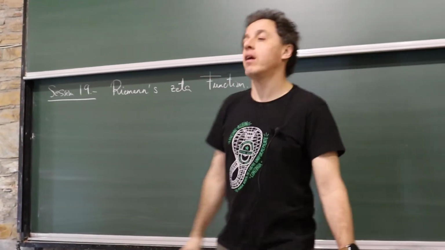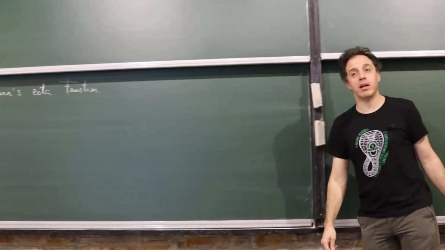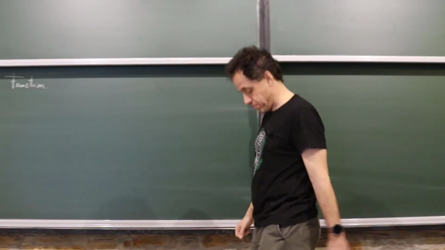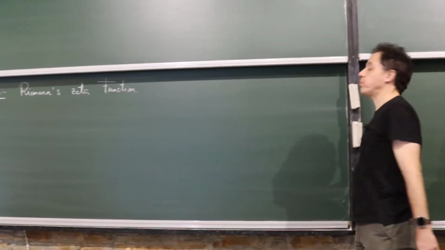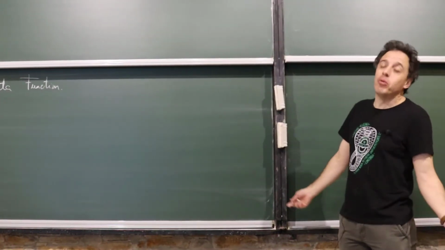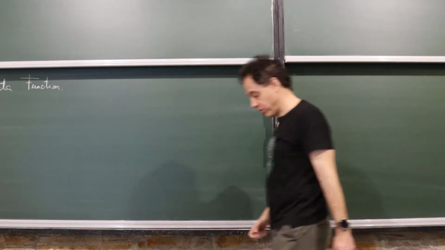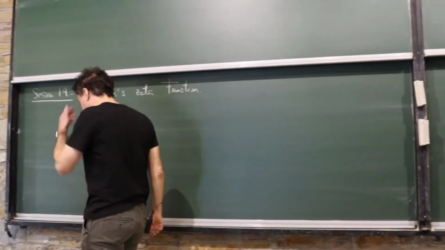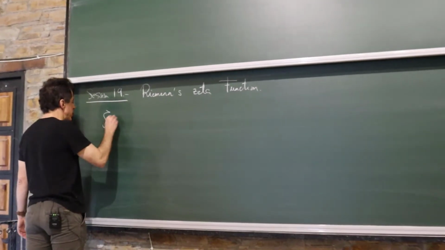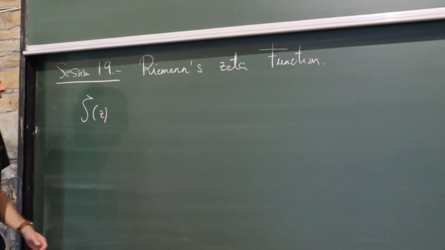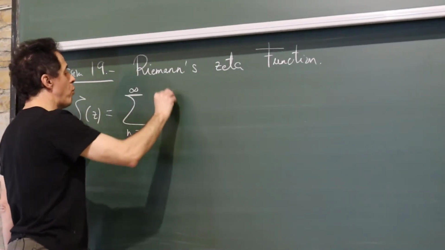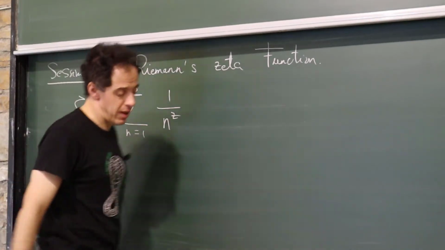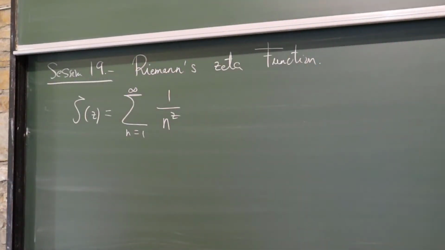In fact, this function was already introduced by Euler himself, so many years before Riemann, and he also studied some of its properties and computed some values of this function. Riemann's zeta function, the usual definition is like this: zeta of z is the sum from n equals 1 to infinity of 1 over n to the z, for the values where the sum converges.